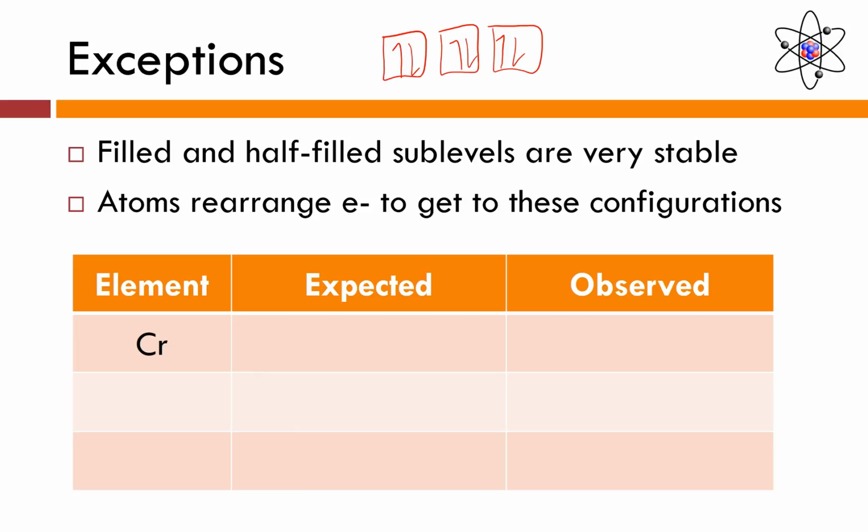Let's take a look at chromium. If you were to predict its electron configuration, and based on the space that I've got, I'm going to use the noble gas configuration, you would see argon 4s2, 3d4.